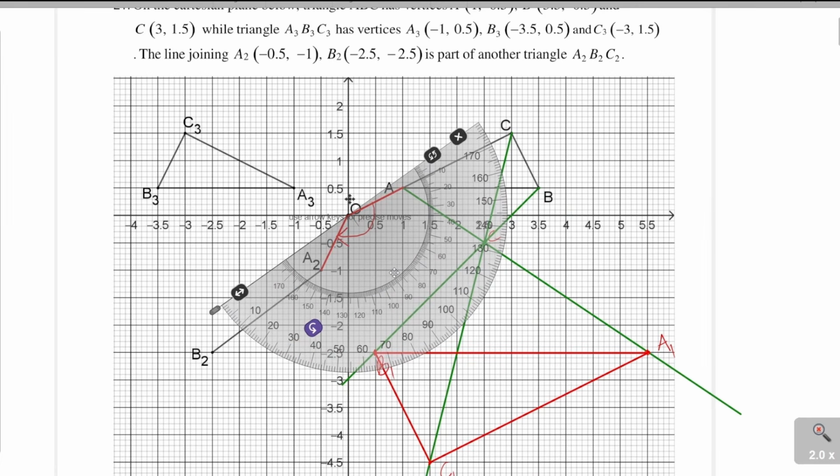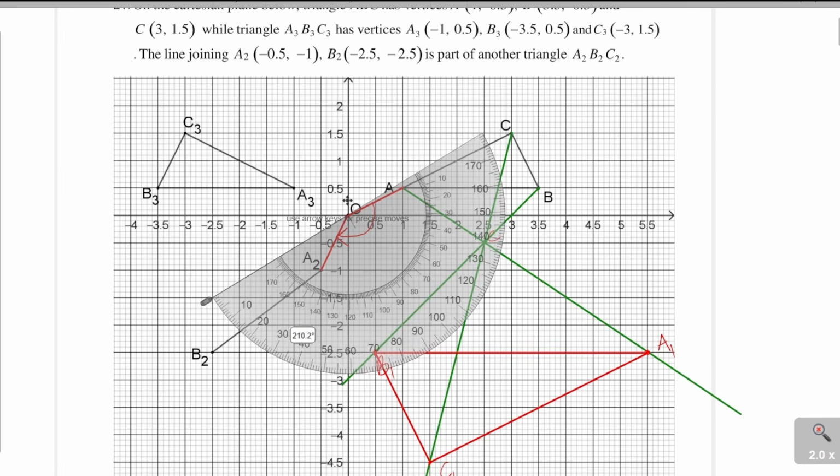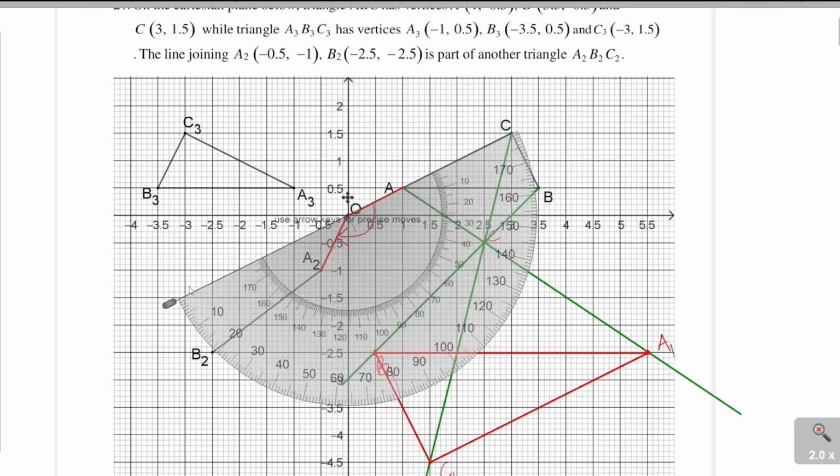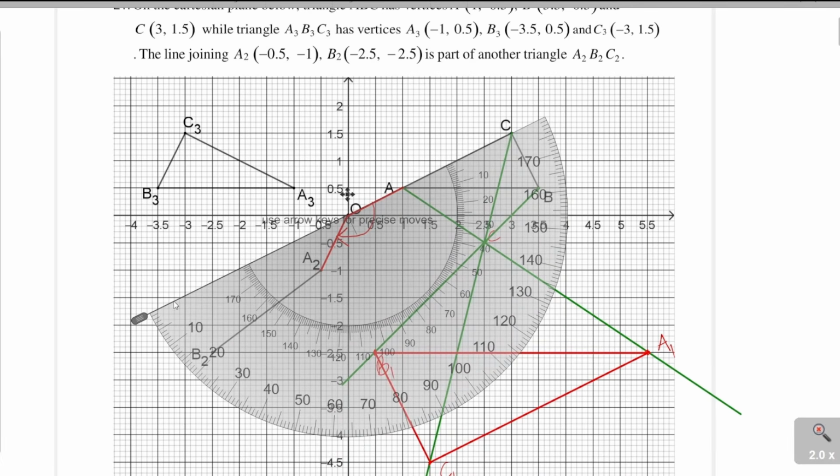So show that the central part of the protractor is at the origin. So like that, that is how you place it. And I'm going to enlarge it so that you can see it like that. So the angle we need, as you can see, this is the angle that we need to get.